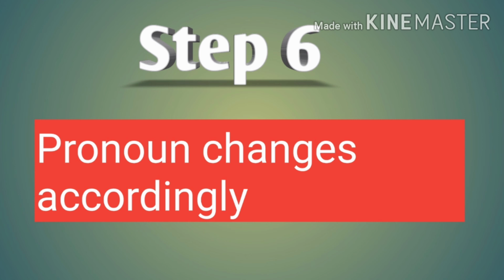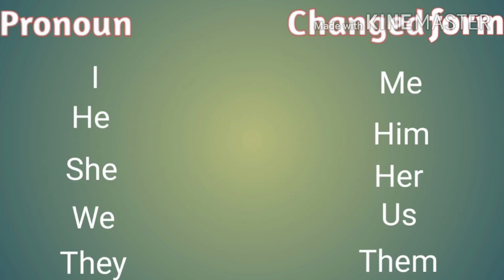And here, to make this more clear, I would like to give you a list of the pronouns and the changed form of theirs. So the pronoun I will change to me, the pronoun he will change to him, and the pronoun she will change to her. We changes to us, and they will change to them. This is something that you will have to remember without fail. This list that I have put forth before you, you have to learn it and you have to keep it in mind. So let's complete our sentence.